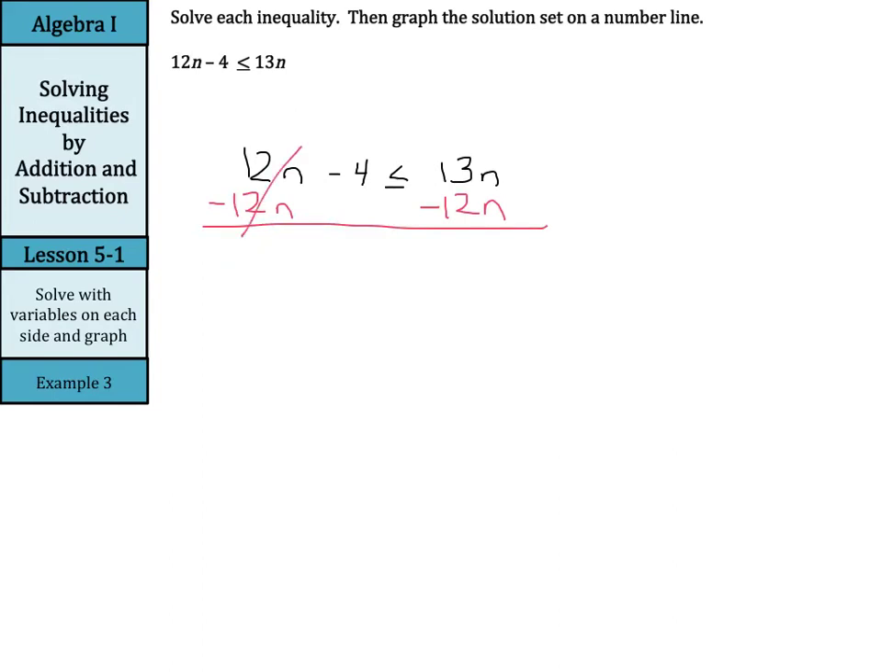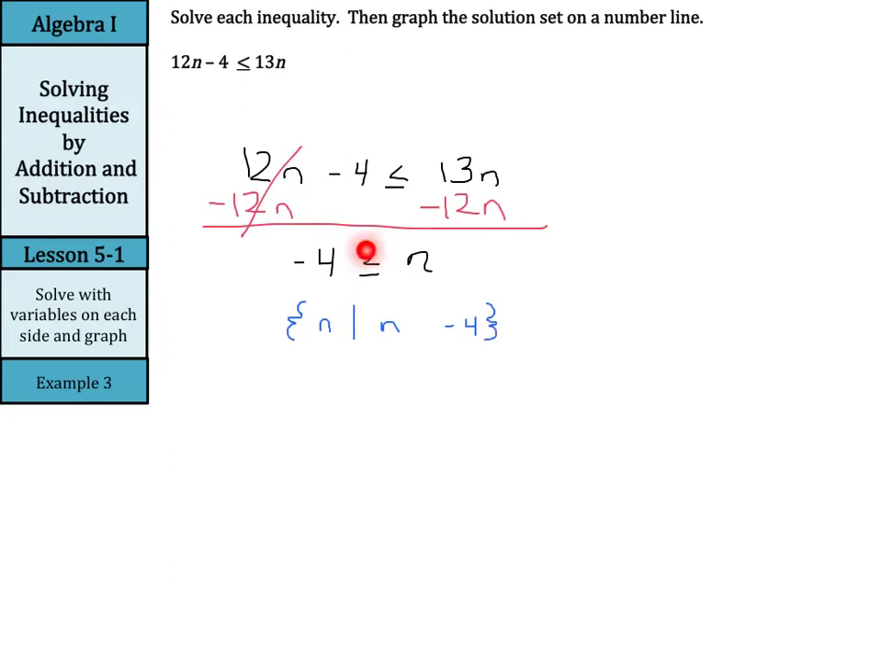This cancels. And now don't lose track of this negative. We are left with negative 4 is less than or equal to 13 minus 12 is 1, n, or just n. So we have negative 4 is less than or equal to n. Now, as we go to write this in our set builder notation, we have our brace. We're going to have all numbers n with our bar. Now let's write this with the variable on the left side. So n is something with negative 4.